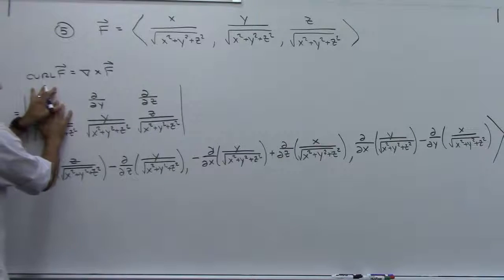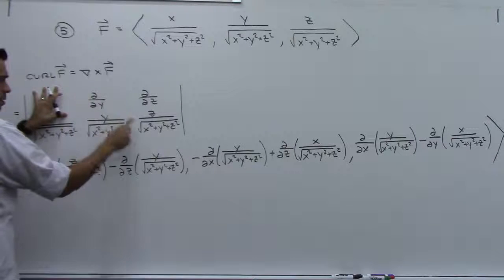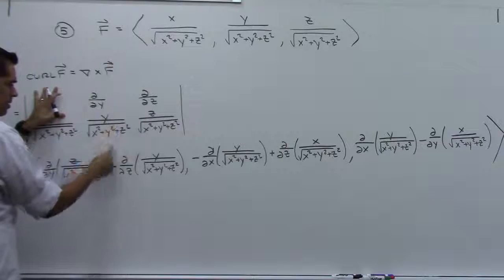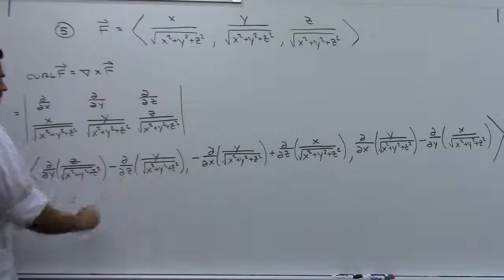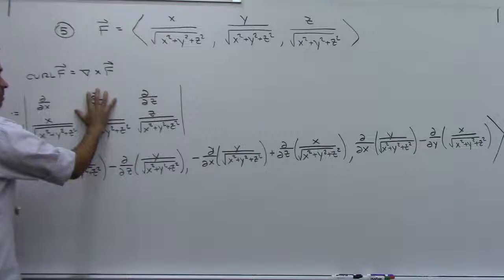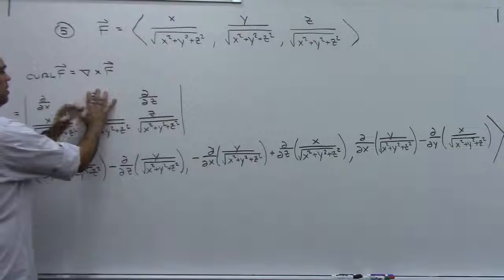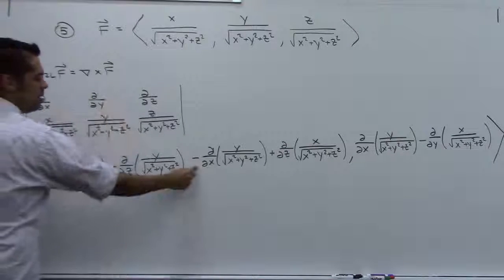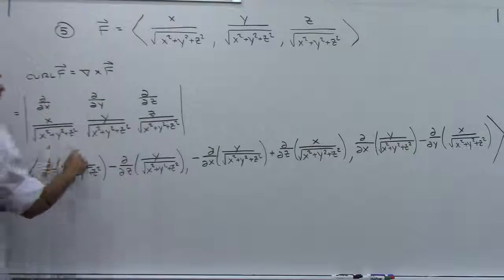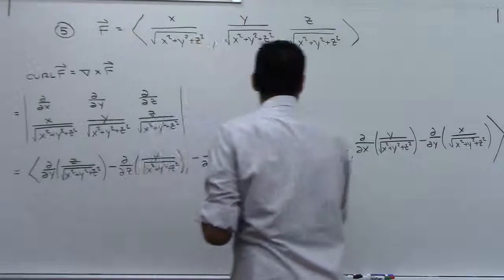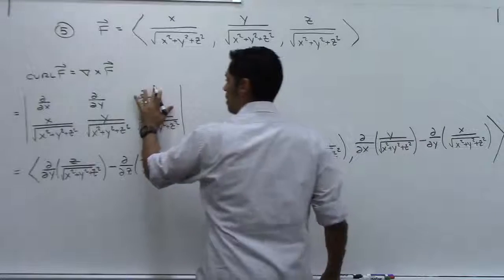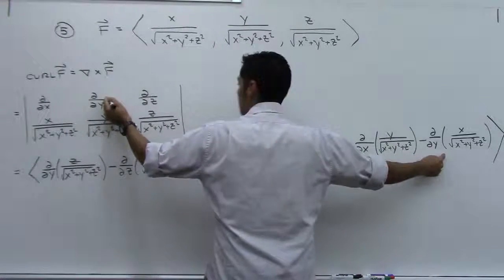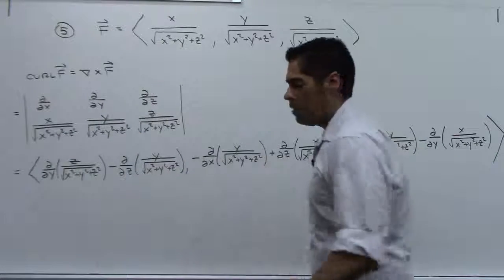So I cover this up. I do the partial with respect to y of this, which is here, minus the partial with respect to z of this, which is here. It's the first component. Second component, I cover this up, and remember that it'll be negative of this determinant. So partial with respect to x of this, but negative, and then partial with respect to z of this, but positive. And then we have, cover up this, partial with respect to x of this, minus partial with respect to y of this. Now let me go ahead and do these.